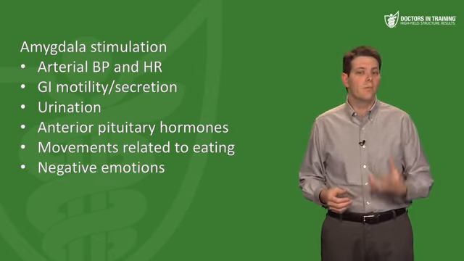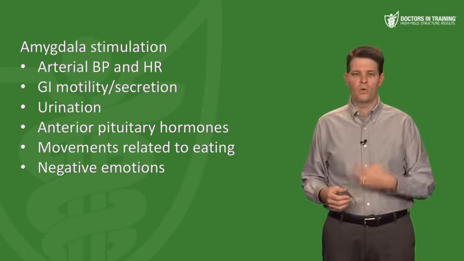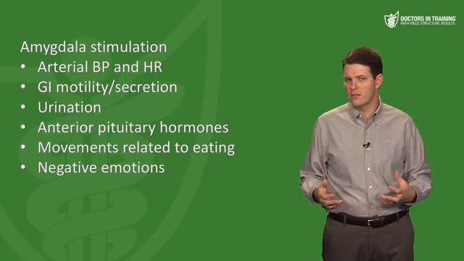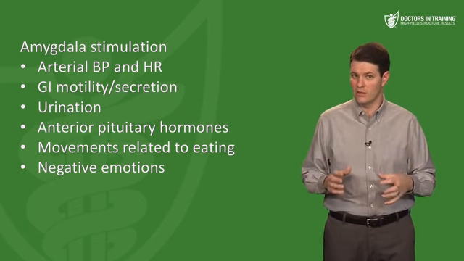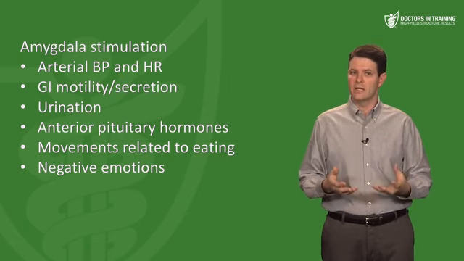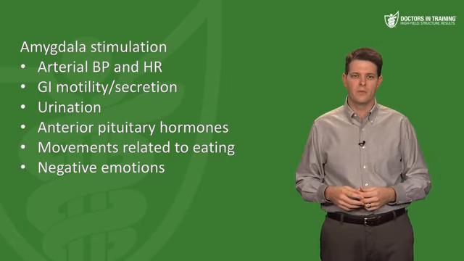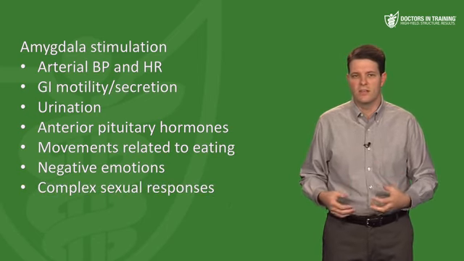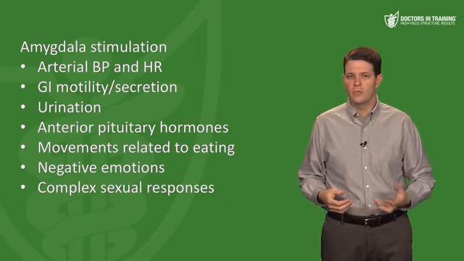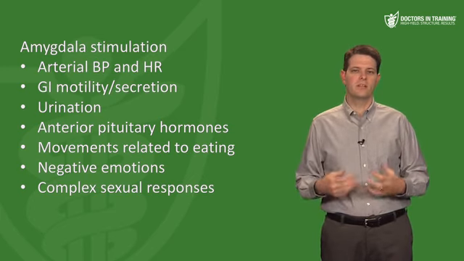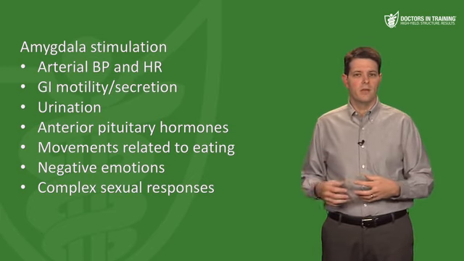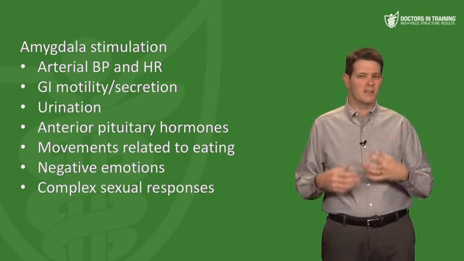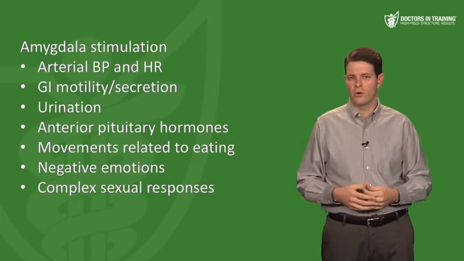And it can trigger negative emotions, things like fear, rage, and aggressive behavior, and also awareness of invasion of personal space. So if you're studying and someone's standing a little too close and reading your notes over your shoulder, it's your amygdala that makes you feel uncomfortable with that. And stimulation of the amygdala can also trigger complex sexual responses, such as erection, copulatory movements, and ejaculation. So the amygdala is connected to the autonomic nervous system and also connected to emotions and sexual arousal and eating. So again, it's a very primitive, primordial part of your brain.